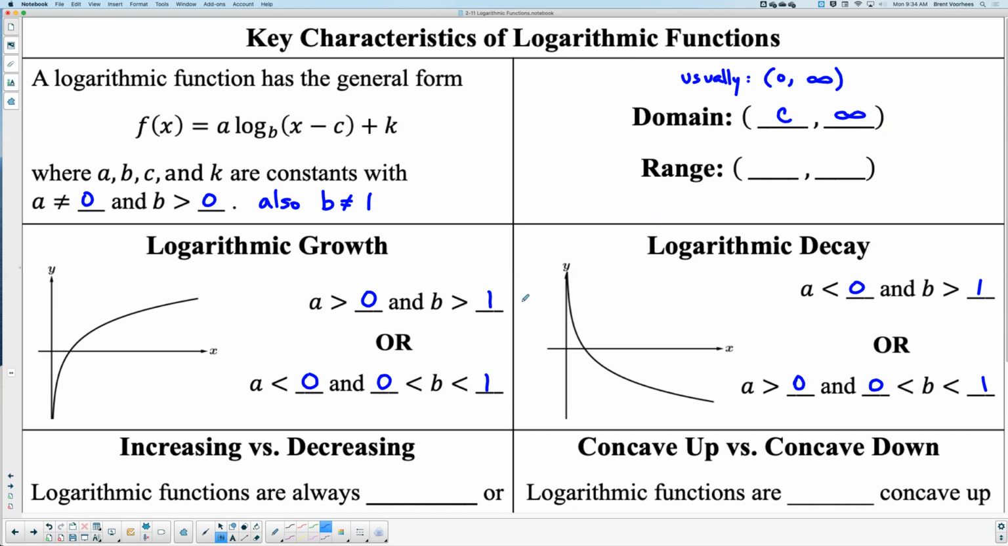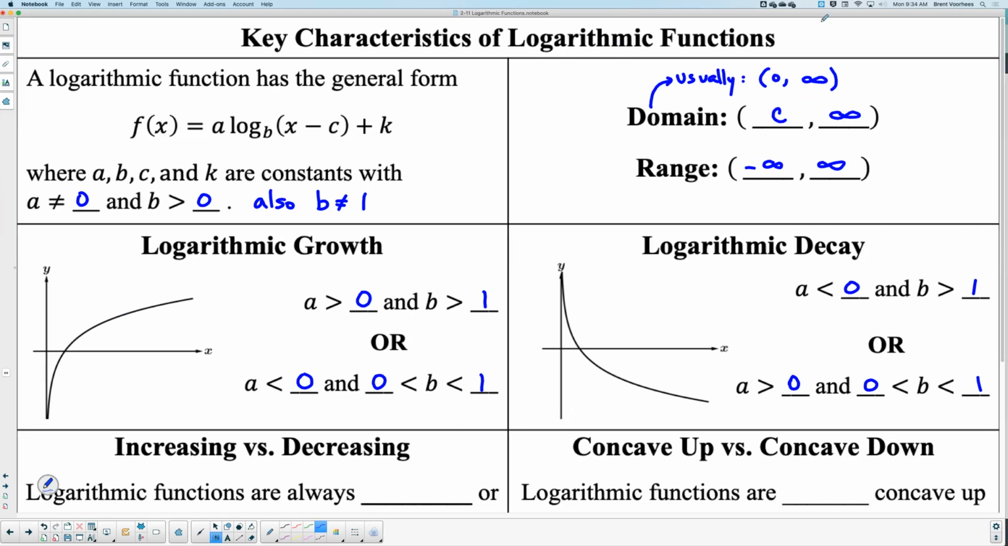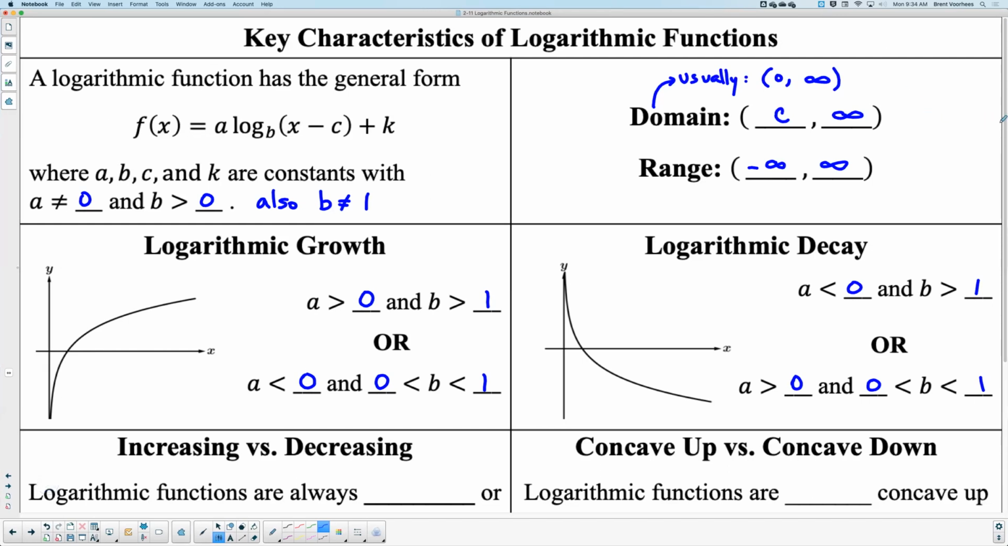Okay, what about the range? How low does this seem to go? Negative infinity. How high? Positive infinity. This is going to be negative infinity to positive infinity, all reals, unless we have some restriction. So the domain is usually going to be 0 to infinity, but because of transformations, it could be C units. Okay, so there's those slides.